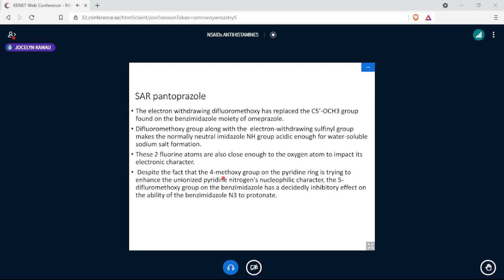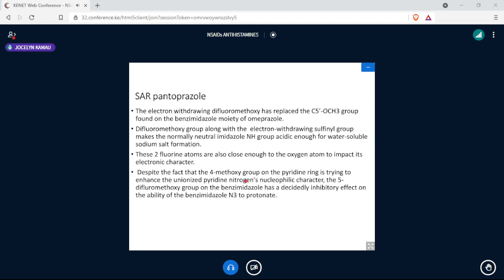despite the fact that the 4-methoxy group on the pyridine ring is trying to enhance the anionized pyridine nitrogen nucleophilic character. The 5-trifluoromethoxy group on the benzimidazole has a decidedly inhibitory effect on the ability of the benzimidazole N3 to protonate.